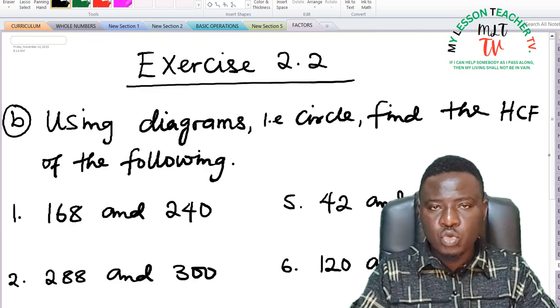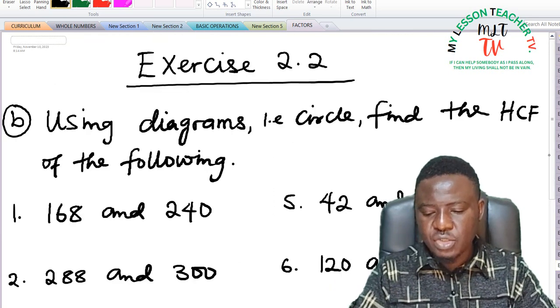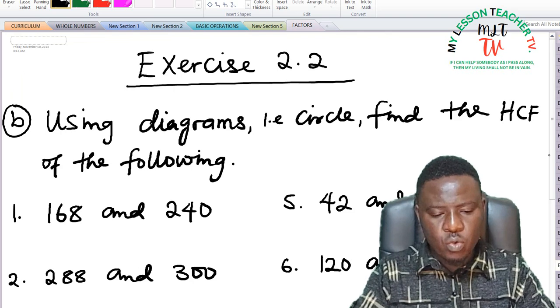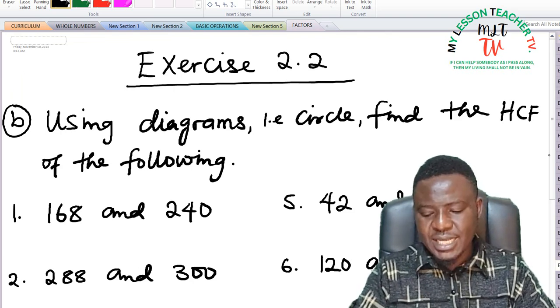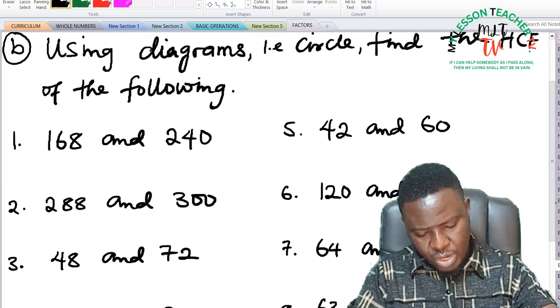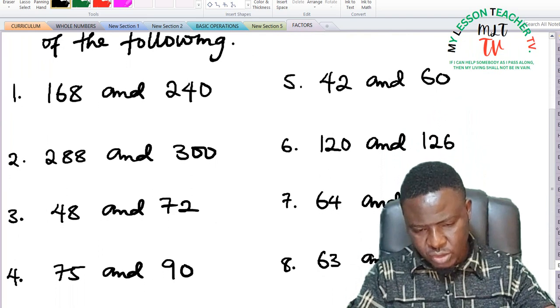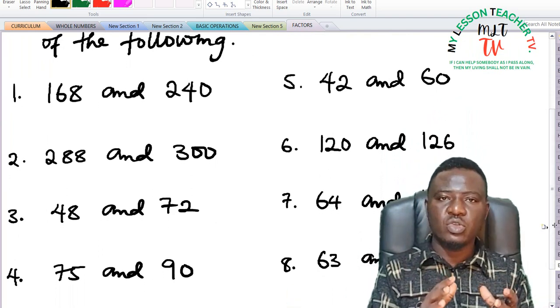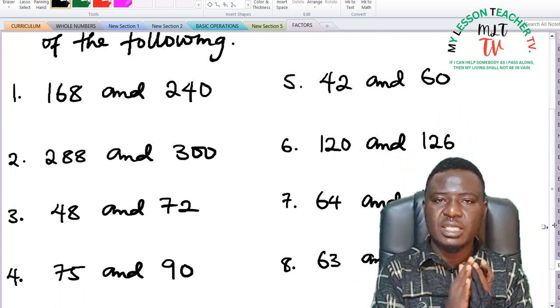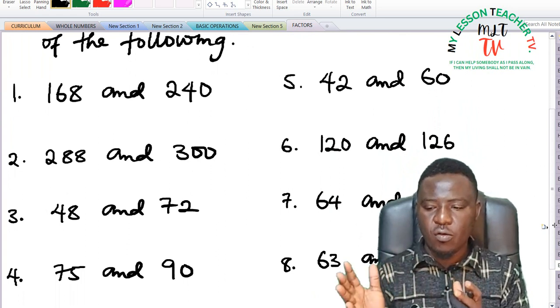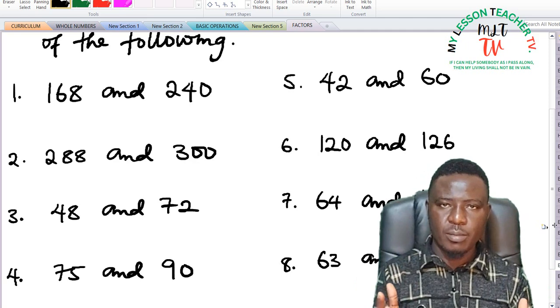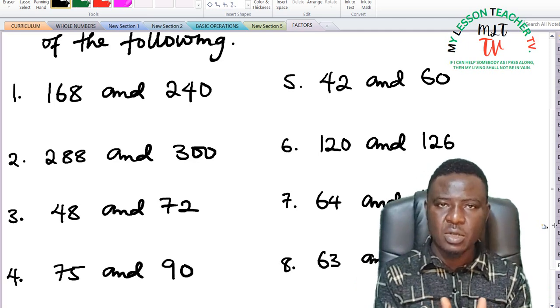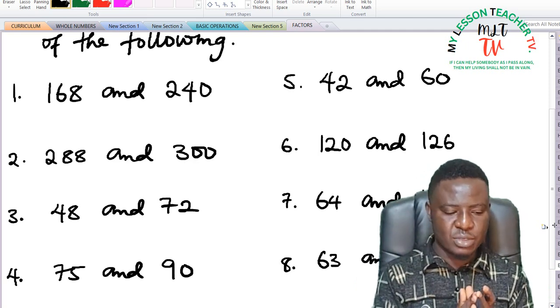In exercise 2.2b, it reads that using diagrams, that is circles, we should find the HCF of the following. And we have about 8 questions for us to solve. I have equally showed you how to use prime factorization in determining the HCF of two or more numbers. In this exercise, we shall be using the diagrams.